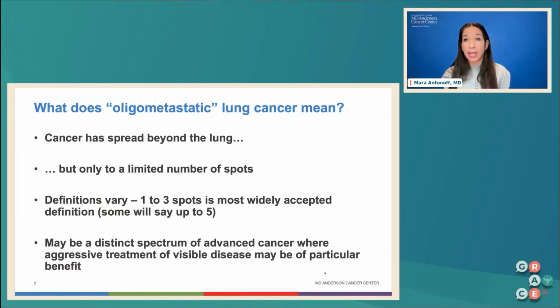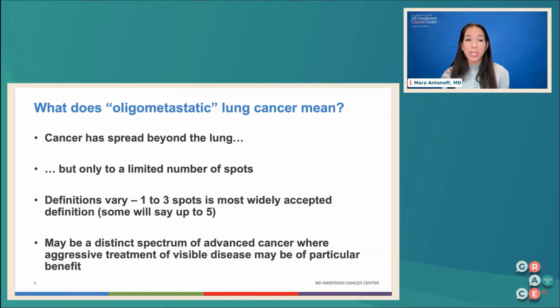What does oligometastatic lung cancer mean? I think to make that very clear from the beginning is going to be important to our shared understanding here. So, we know that cancer has spread beyond the lung, but when we say oligometastatic, we mean that it has only spread to a limited number of spots. And you can see variable definitions, ranging anywhere from 1 to 3 or even up to 5. But I would say the most widely accepted definition is when it has spread to anywhere up to 3 spots. And that's the number that we use for a lot of our studies.